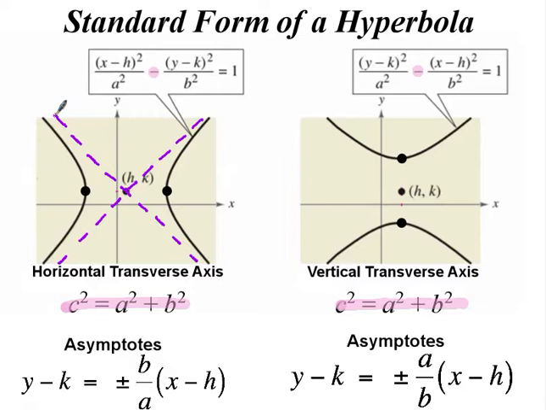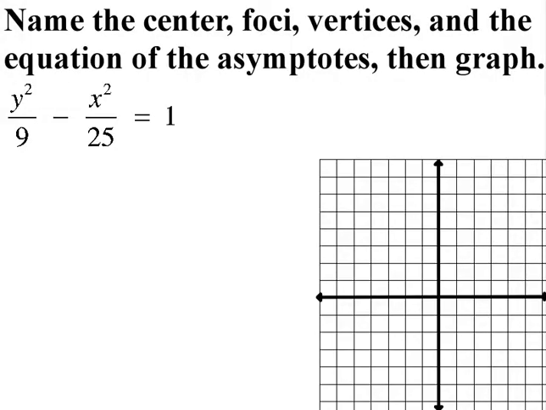All right, any questions? No. Okay, so let's go ahead and look at this. It says name the center, foci, vertices, and the equation of the asymptotes, then graph. So we're going to start with this one. Now, these are a little bit more labor intensive than the ellipses were.